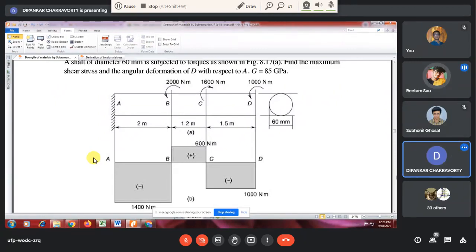Yes, sir. It is exactly analogous to that. Here you get the angle of twist, which is the rotation of D with respect to C. Then you get the angle of twist of C with respect to B. Then you get the angle of twist of B with respect to A. So you add them up. You just add them algebraically. Is it clear to you?